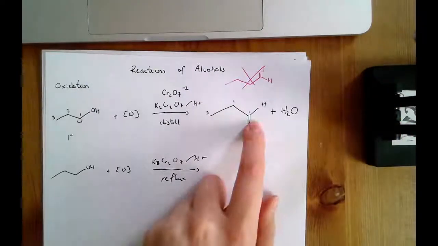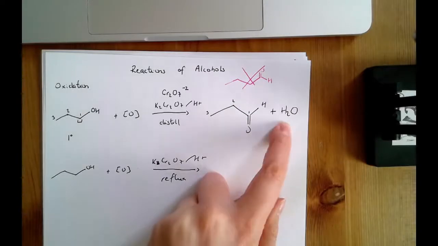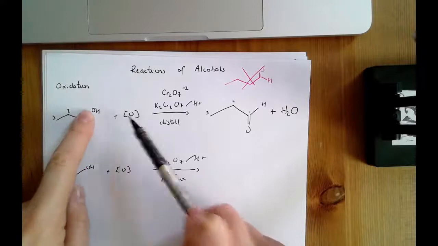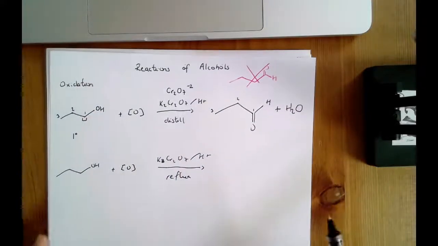So just double check that you've drawn the right number of carbons, and I'm forming H2O. This is already balanced. I've got 2 oxygens on the left and I've got 2 oxygens on the right.